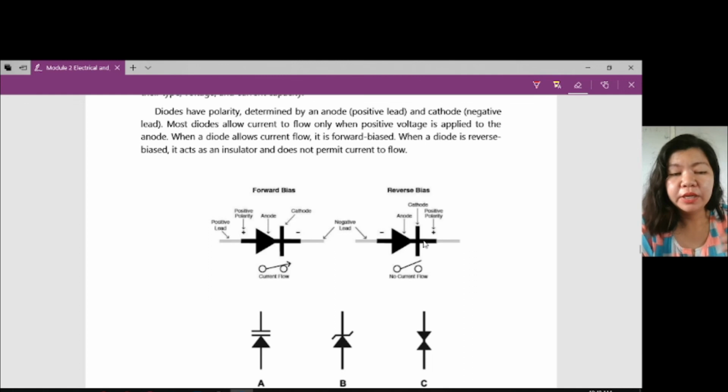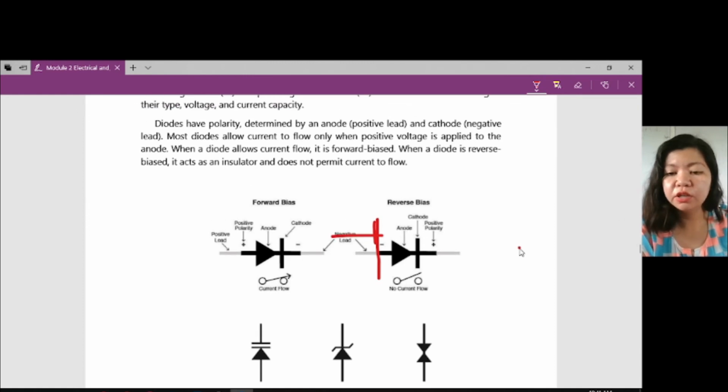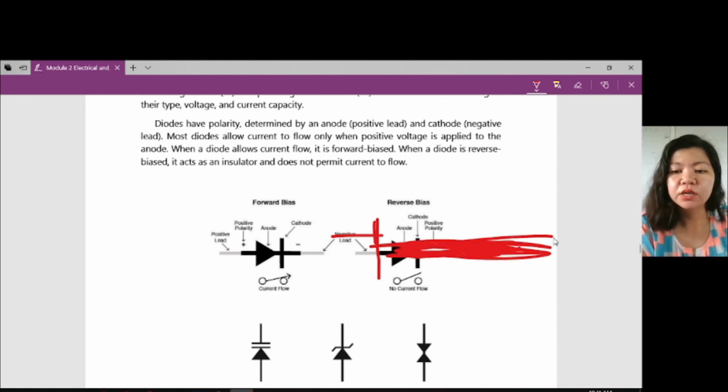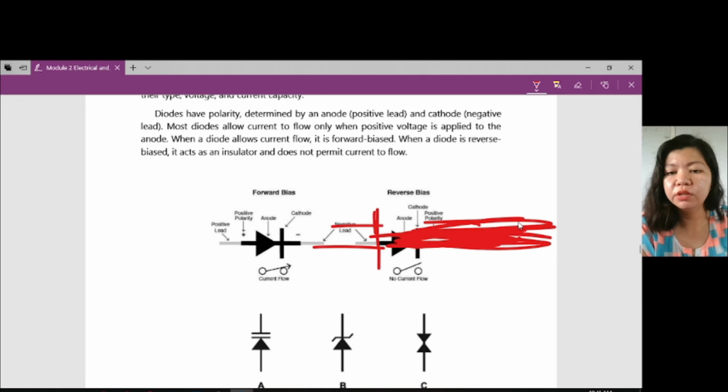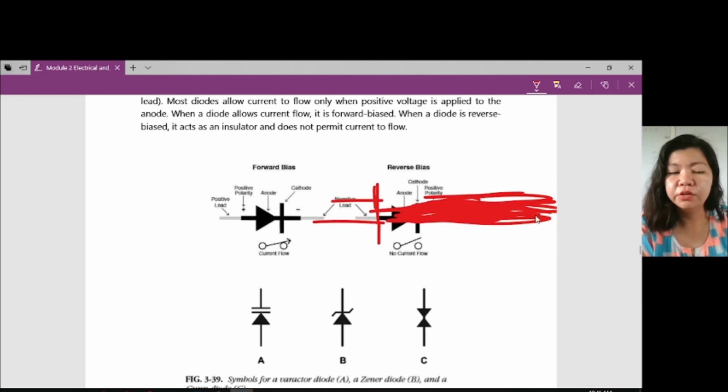However, kapag baliktad yung polarity, it is reverse bias. What is reverse bias? It acts as an insulator and does not permit current to flow. Ibig sabihin, pagdating dito, since nandito yung negative polarity or negative lead, hindi makakapasok ang electricity. So, yung mga nandito lang type of current, so not electricity, the current, mag-stay lang siya dito. So, parang it blocks the flow of the current. So, dito walang nakakapasok. Dito, nag-stay lang yung kung meron ditong current.